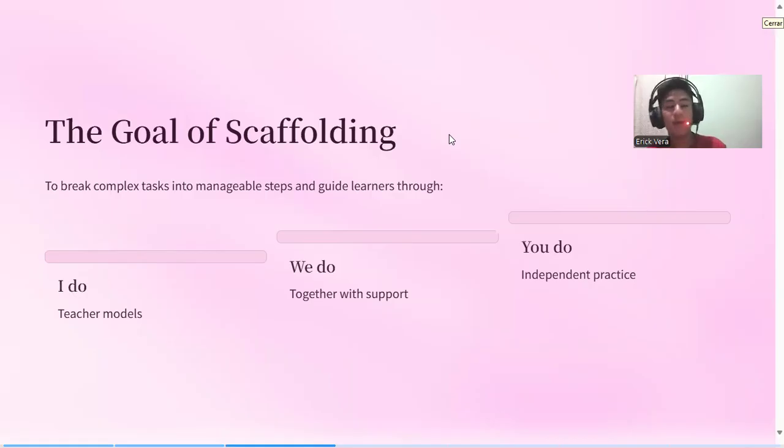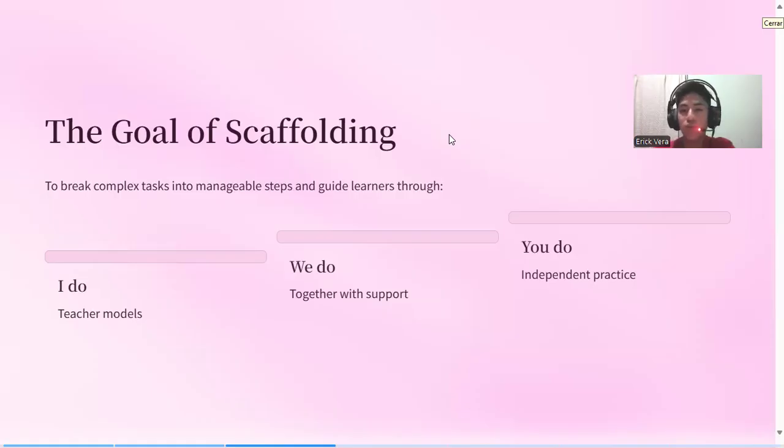It's step by step. The goal of scaffolding is that we are going to find three processes to break a task into manageable steps and guide learners' thoughts. For this reason, we are going to start with I do. I do, that is the teacher model. That is the teacher explanation.